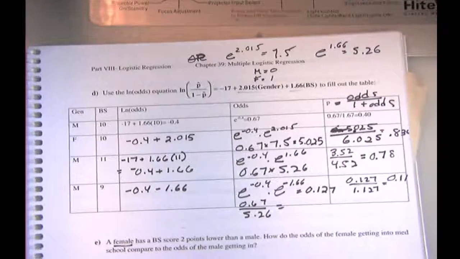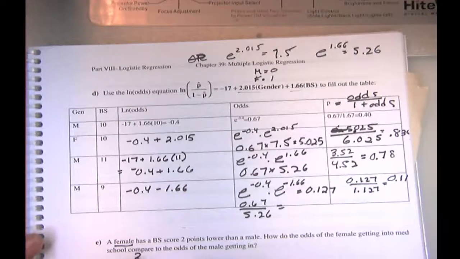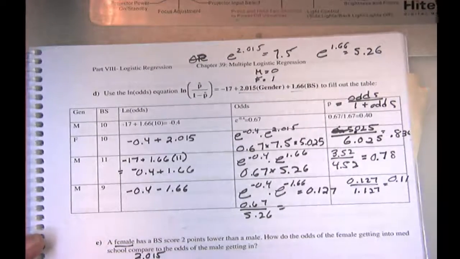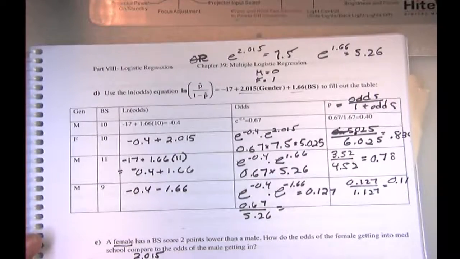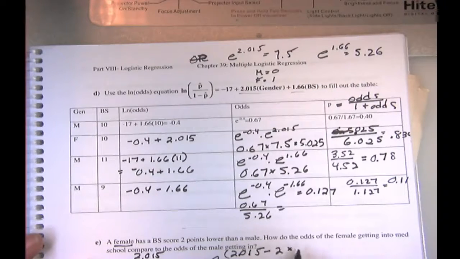So we're comparing the odds of the female. The odds for being a female, just think of it this way, is this advantage, 2, right? But then she has a disadvantage, so we're going to divide, because she went down 2 points. So it's e to the 1.66 times e to the 1.66. It's the same thing as writing it this way: e to the 2.015, maybe you can see it better this way, minus 2 times 1.66.